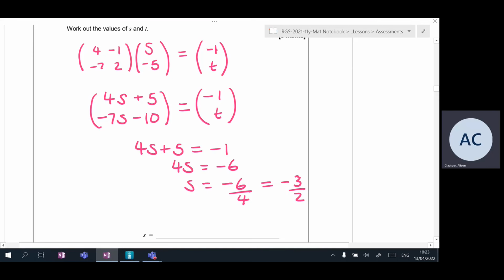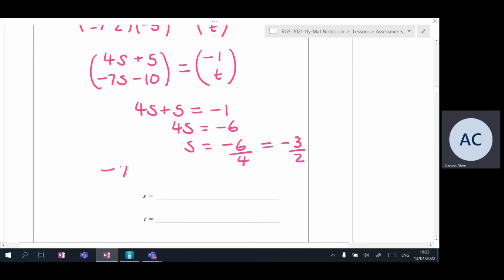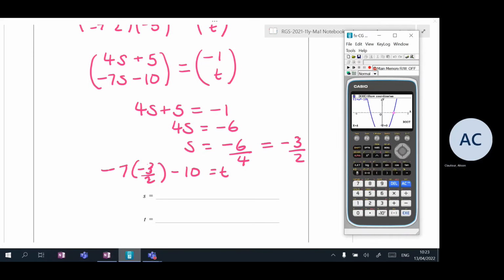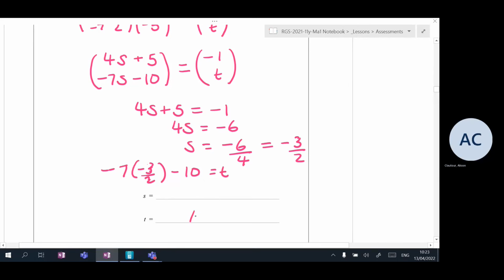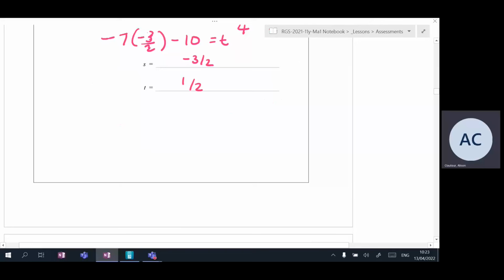Okay, I can then use that to find T if I look at my second line. So minus 7 times minus 3 over 2 minus 10 gives me my value of T. So that gives me a value of T is a half. Okay, so that's quite a common type of question on the calculator paper to avoid you just using your calculator.